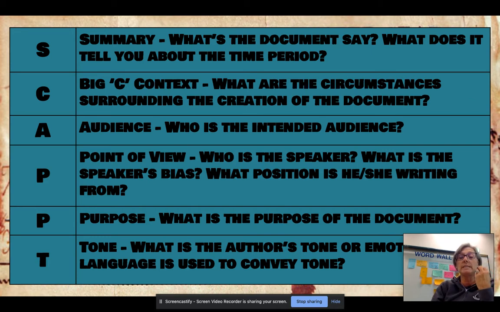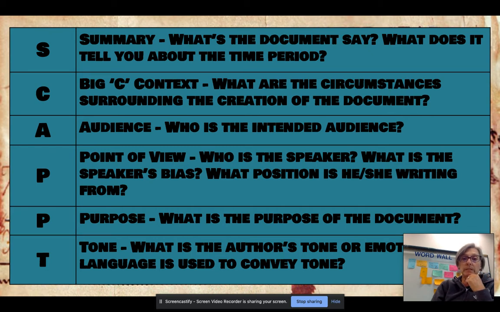C, this is your big C, context. We're going to talk about context in just a minute. What are the circumstances surrounding the creation of the document? A is the audience. Who's the intended audience? P is the point of view. Who is the speaker? What's the speaker's bias? What position or perspective is he or she writing from?